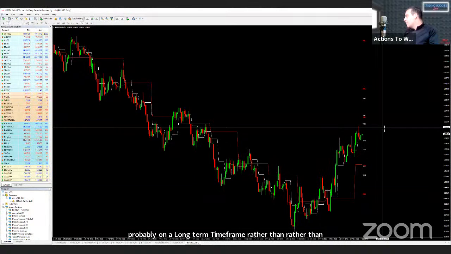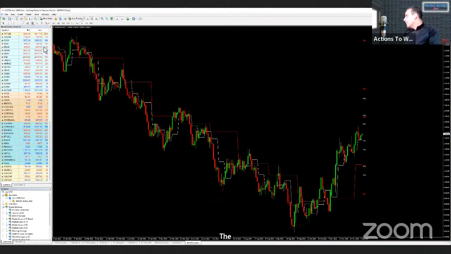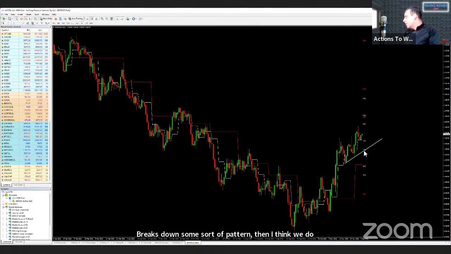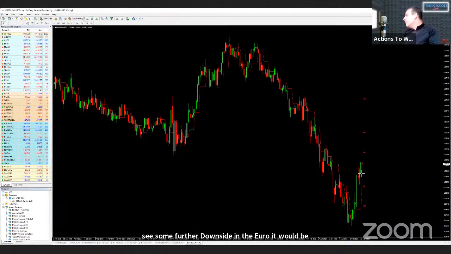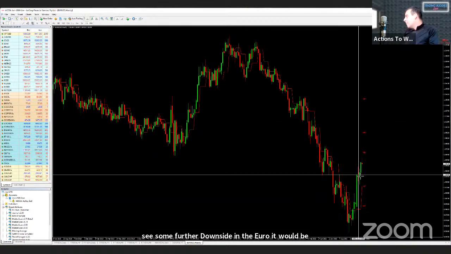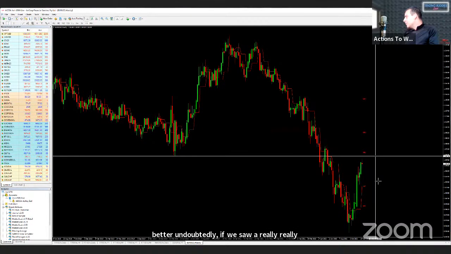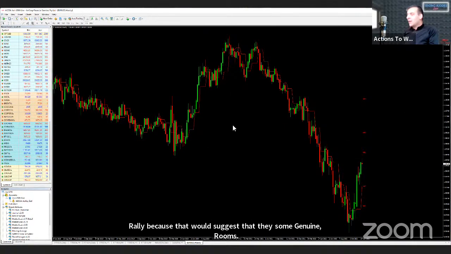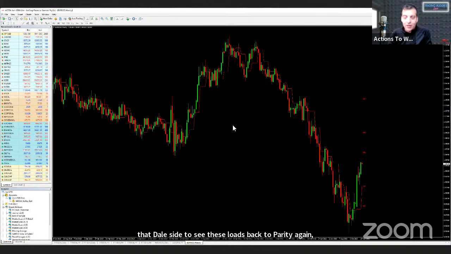But as soon as that's provided, and the euro breaks down some sort of pattern, then I think we do see some further downside in the euro. It would be better, undoubtedly, if we saw a really good rally, because that would suggest there's some genuine room to the downside. To see these lows back to parity again, they were aggressively swallowed up, and it's not a particularly comfortable place for the market to be.